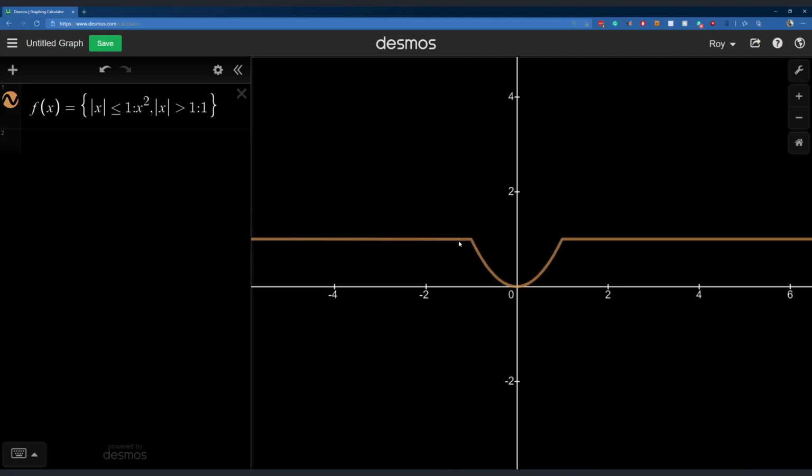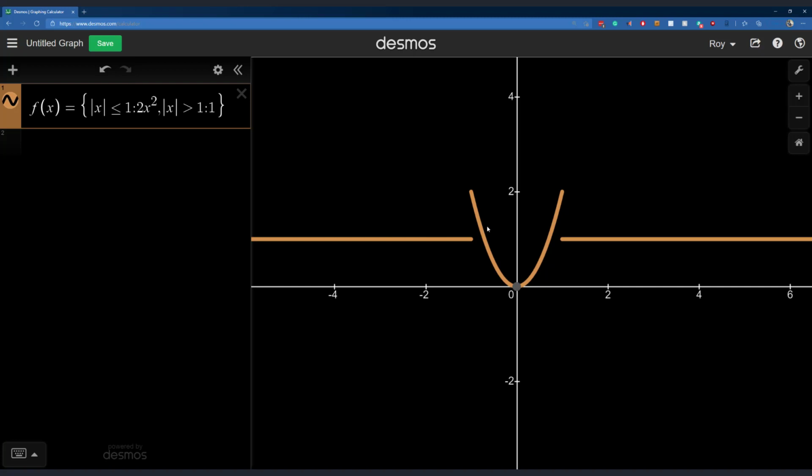The only thing that you really can't do with piecewise defined functions is show the open or closed holes. For example, let's suppose that instead of being x squared when the absolute value of x is less than or equal to 1, it is 2x squared.